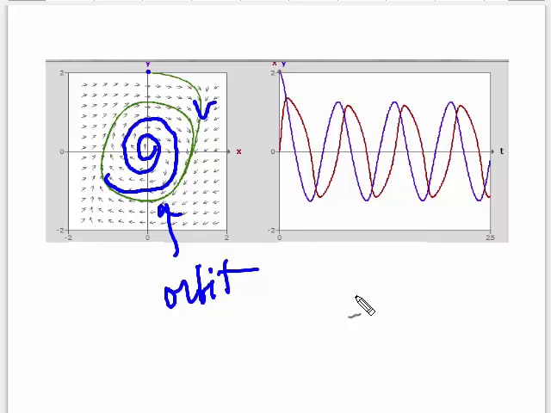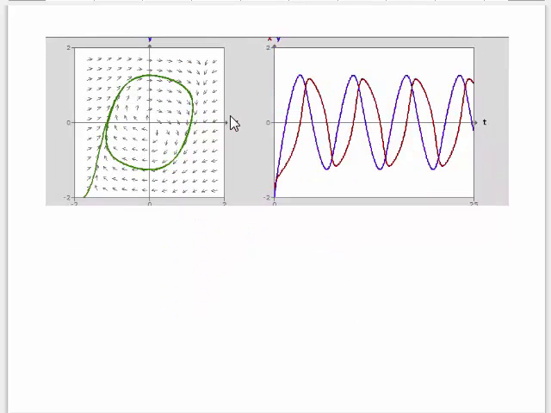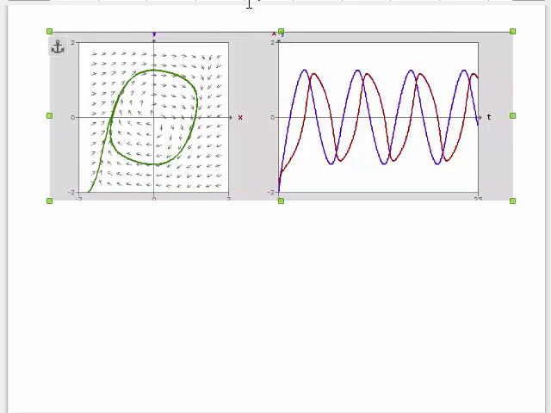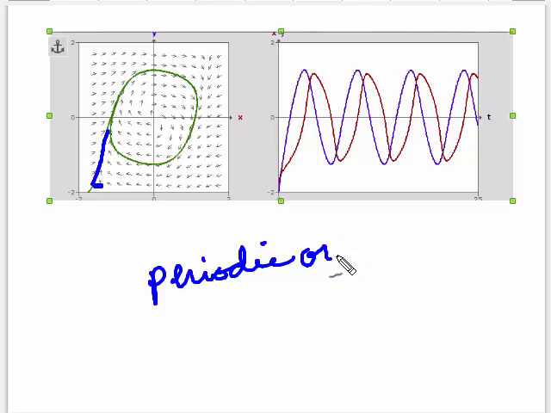We're going to try another initial point that's further out, and here's another one. Again, it starts out here and it seems to start moving in, but instead of moving all the way in towards the origin, it moves in until it gets to this orbit. This is the periodic orbit. It has another name called strange attractor.